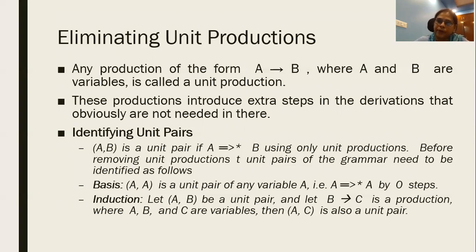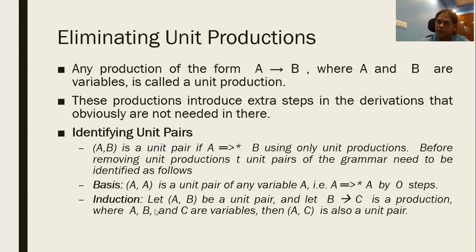Now, what is a unit pair? A unit pair (A, B) is a unit pair if A can derive B using only unit productions. So, for example, you have three productions: A derives B, B derives C, and C derives D. Then (A, B) is a unit pair, (A, C) is a unit pair, and (A, D) is also a unit pair.